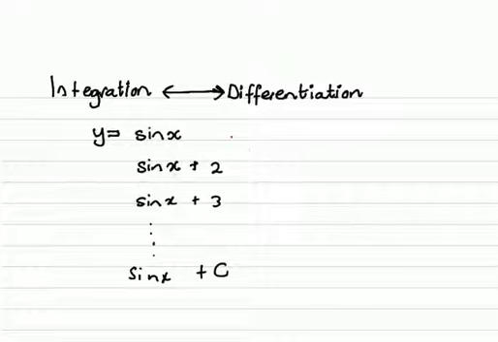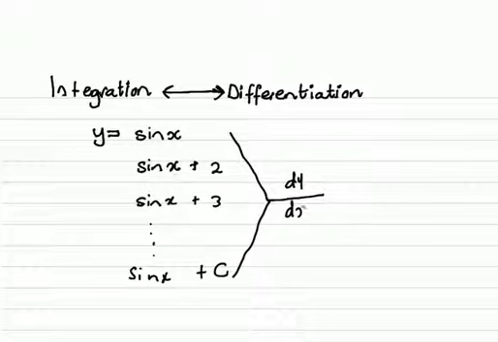Now, you should understand that by the process of differentiation, if I differentiate this y with respect to x, the answer here basically will be cosine x. What I'm trying to do here is understand how integration relates to differentiation. So now you see that cosine x is the derivative of all this family of functions.